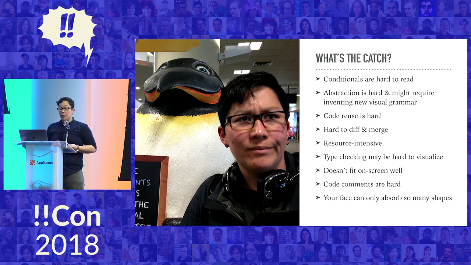So this is all very fun, but what's the catch? There are some things that are very hard to do in visual languages. Abstraction is really hard. You probably have to create a new paradigm to do that. Diffing and merging are really hard. Like, if you made this beautiful visual thing and I made my visual thing, how do we determine what's different and merge them together? It's really hard to show that. And it turns out that your face can only absorb so many shapes. We have a much better memory for unique words than we do for unique shapes, so it's really hard to work with lots of different tokens at once.